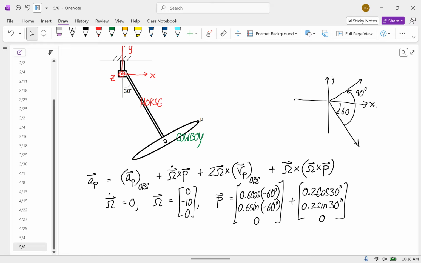Okay, so let me add these. And I got 0.473, negative 0.420. So that's our P vector.